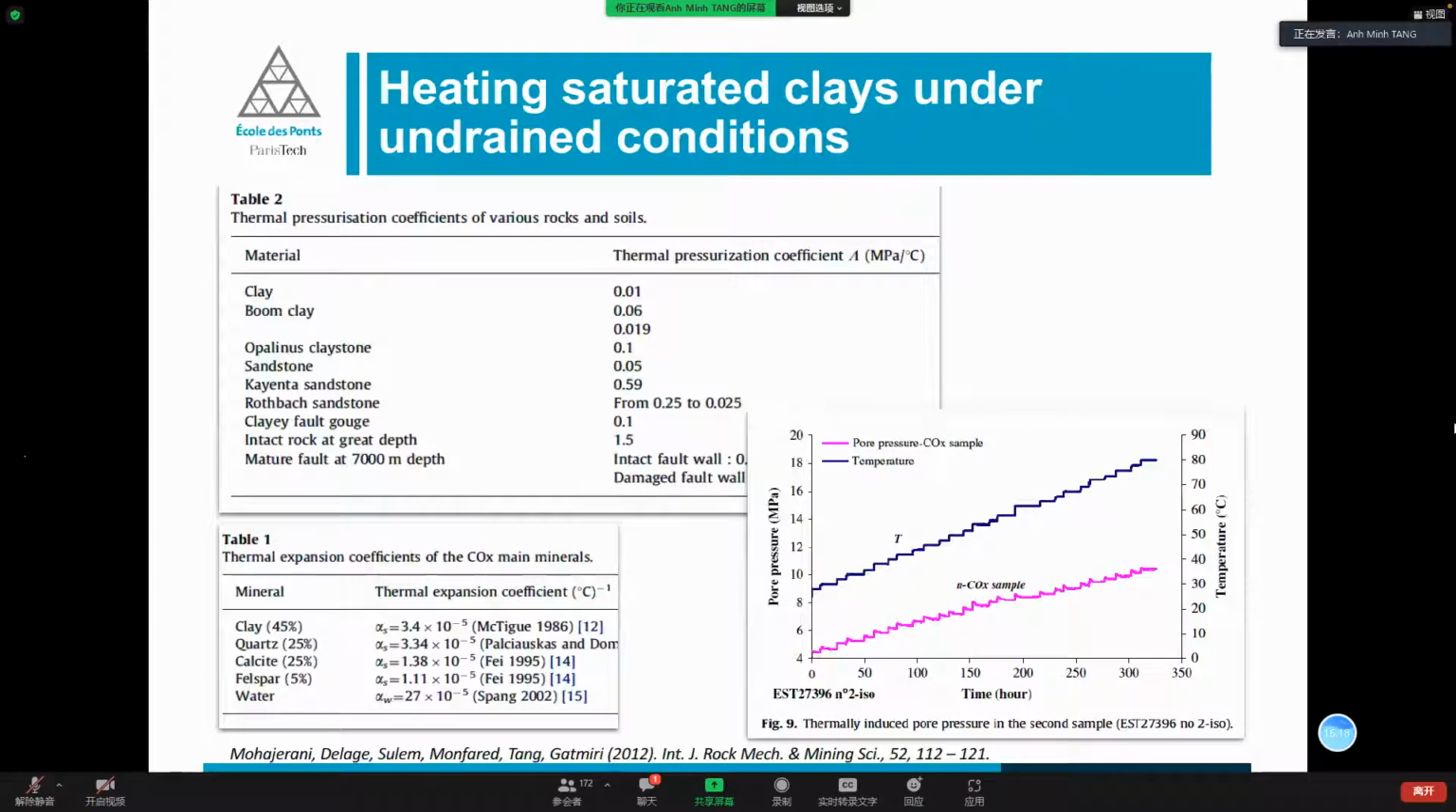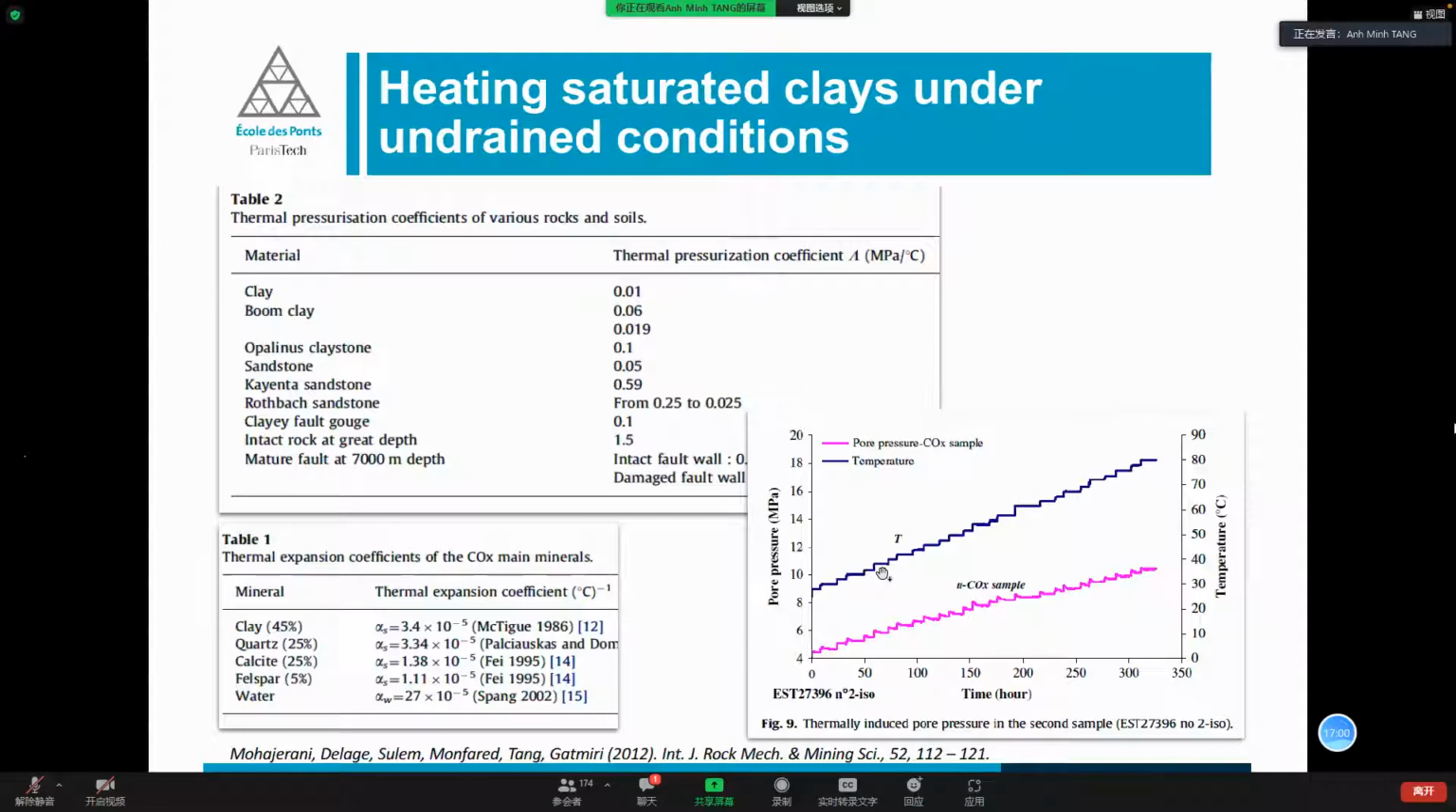So what happens if you heat the soil under undrained conditions? Here is just one result when you increase temperature. The blue line here is temperature. The temperature increases from around 25 up to 80 here by steps, and each time we wait a long time to reach stabilization. And what happened in the cell is that the pore pressure also increased. When you heat the soil under undrained condition here, the pore pressure increases from around 4 megapascal at the beginning up to 10 megapascal by the end.